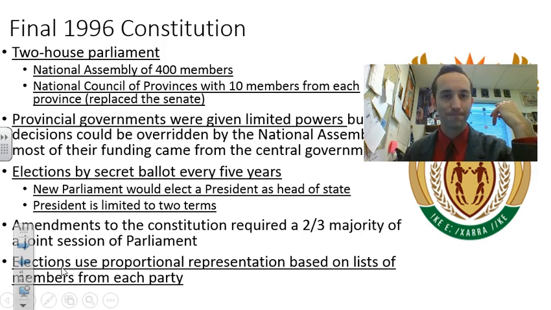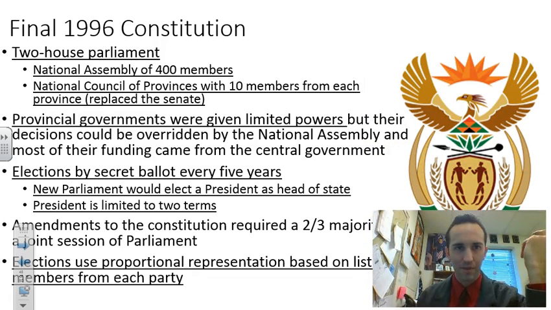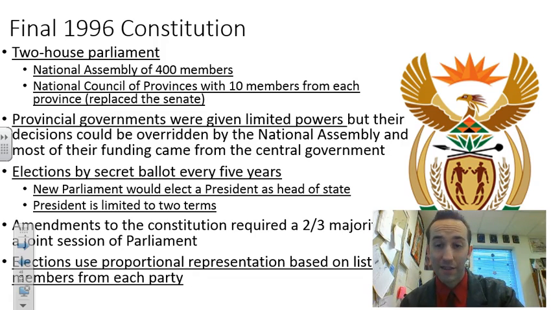As far as what the final government looks like, it is a 2-house parliament. It is similar to an English-style government. They will have a National Assembly of 400 members, kind of like Congress, and a National Council of Provinces with 10 members from each province. And so it's kind of like the Senate.